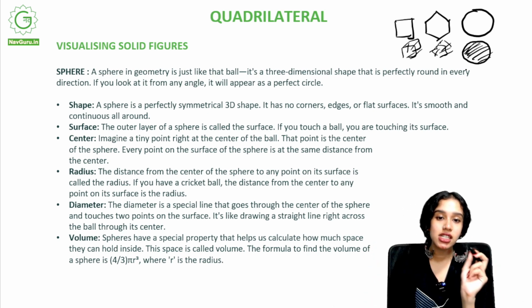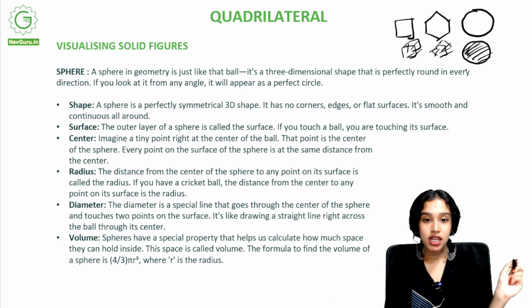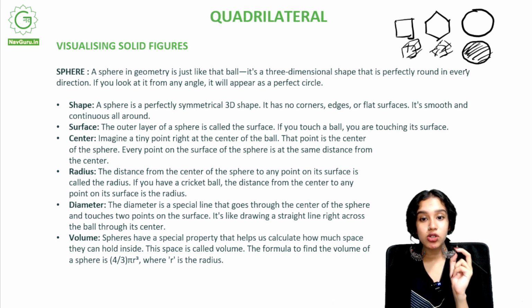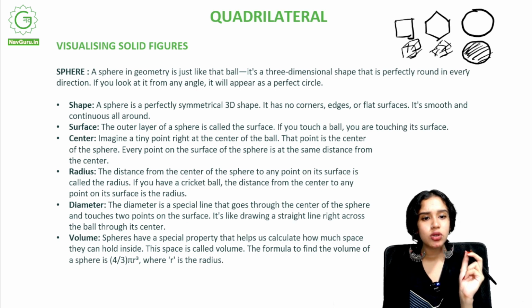Now, the radius: the distance from the center of the sphere to any point on the surface is called the radius. If you have a cricket ball, the distance from the center to any point on its surface is the radius. It's like drawing a straight line across the ball through its center.